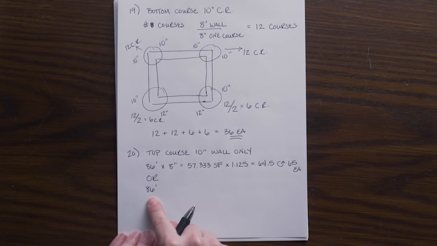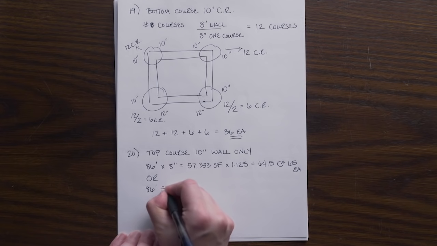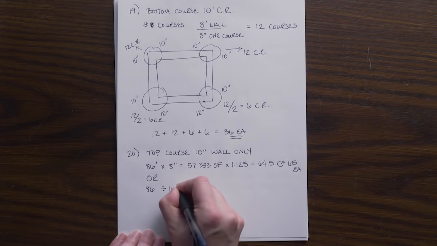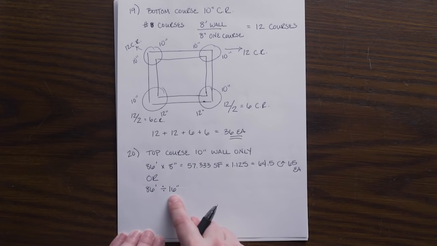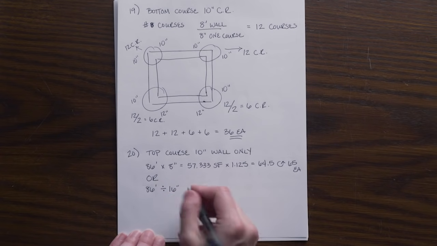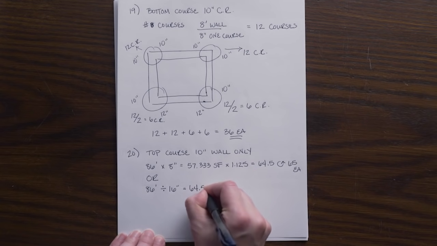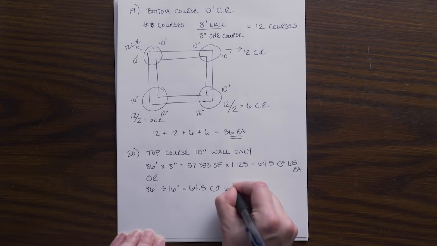Or another way of looking at it is we have our 86 feet of 10-inch block in our center line. We can divide that by the width or length of 1 block. That will also get us the same 64.5, or round up to 65 number of block.